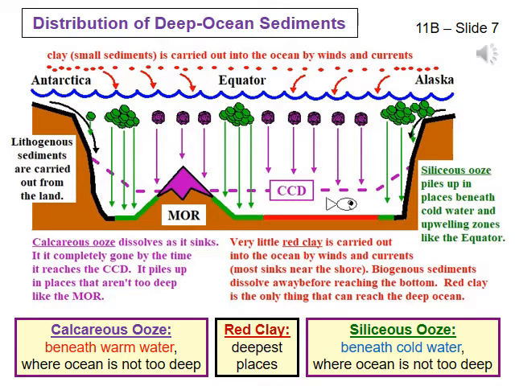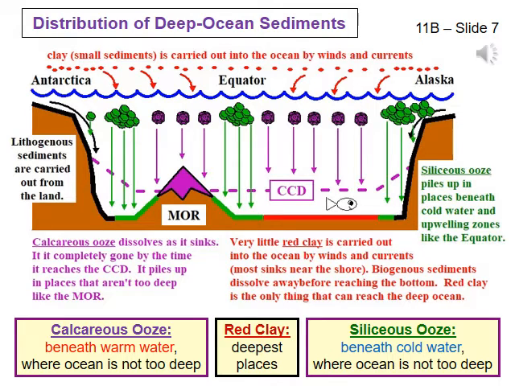Calcareous ooze, calcium carbonate shells, is the dominant sediment beneath the warm surface water of the mid and low latitudes where the ocean floor is not too deep, like on top of the mid-ocean ridge, sea mounts, underwater mountains, and the outer edges and slopes of wide continental shelves.